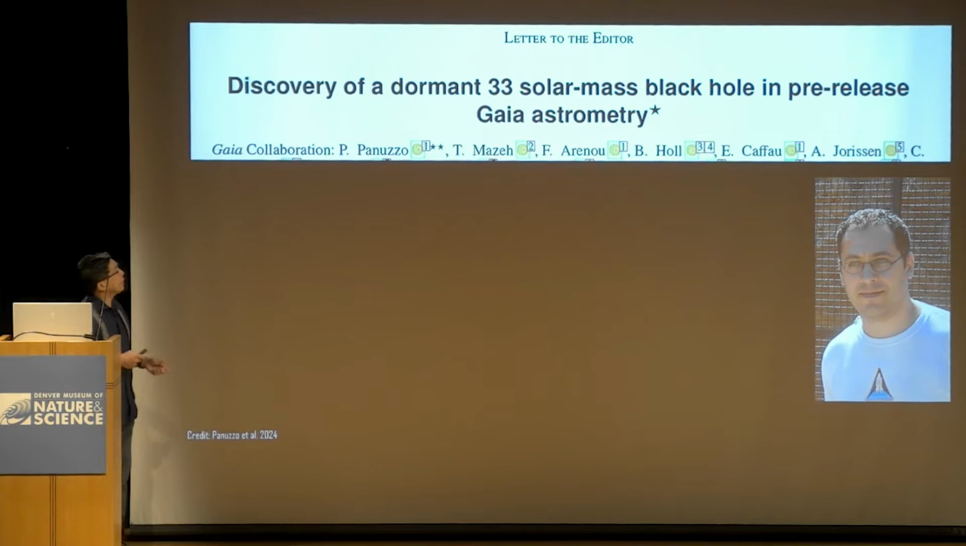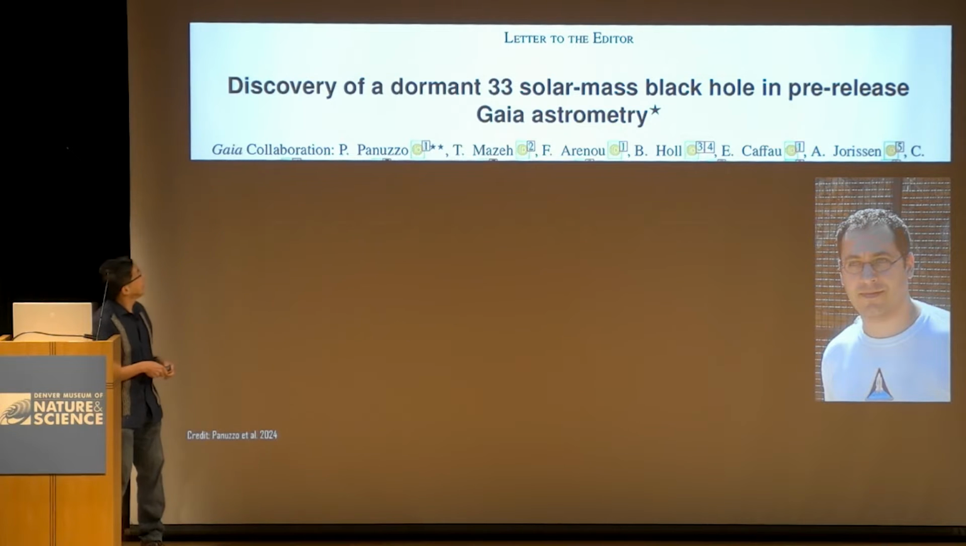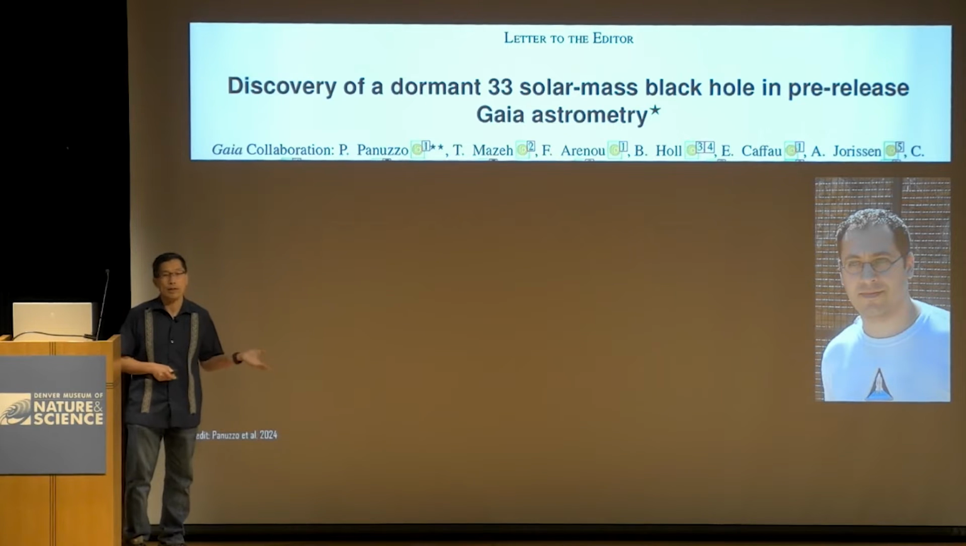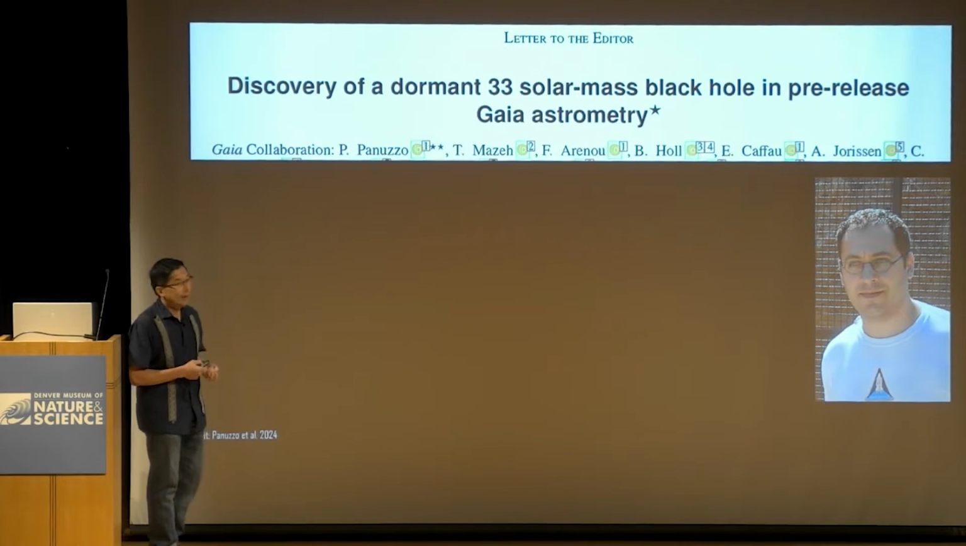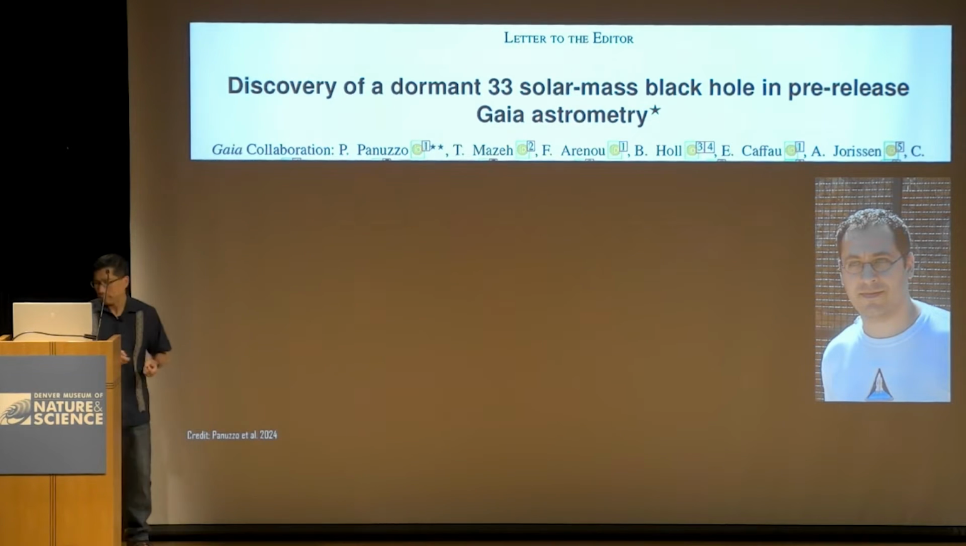So we get to this most recent paper, which literally just came out in the last couple weeks, and it's called Discovery of a Dormant 33 Solar Mass Black Hole in Pre-Release Gaia Astrometry. So it's using the Gaia data that really accurately determines the position and distance of stars. And the paper's by this Italian author, Panuzzo.